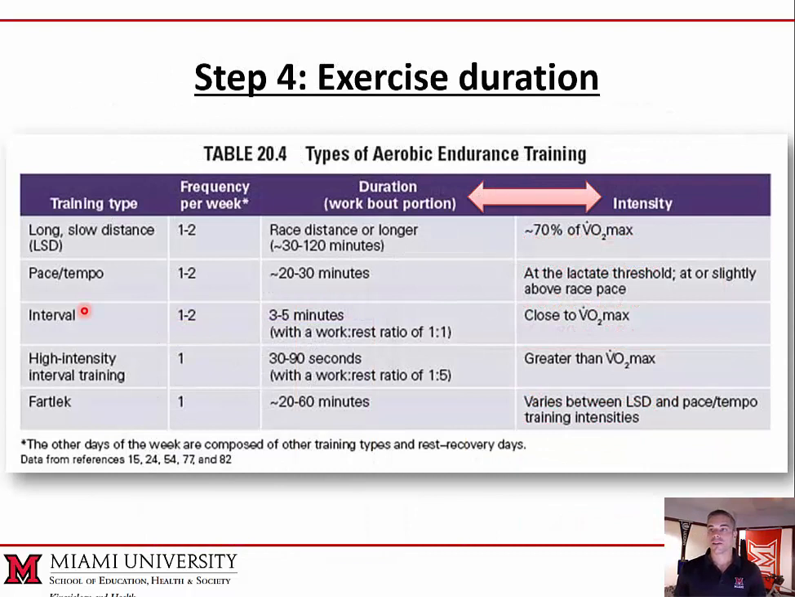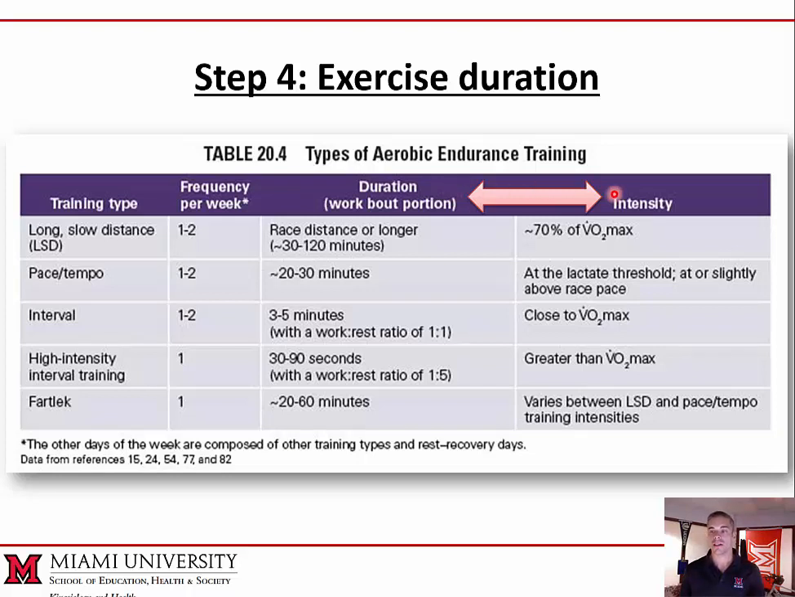The next step is exercise duration. So we see various types of aerobic endurance training here, and we'll come back to those later on in another video. We'll talk about each one of these training types in detail. You see the frequency per week that's suggested here. But what we look at in this table is really a trade-off between duration, also known as the work bout portion, and the intensity of exercise.